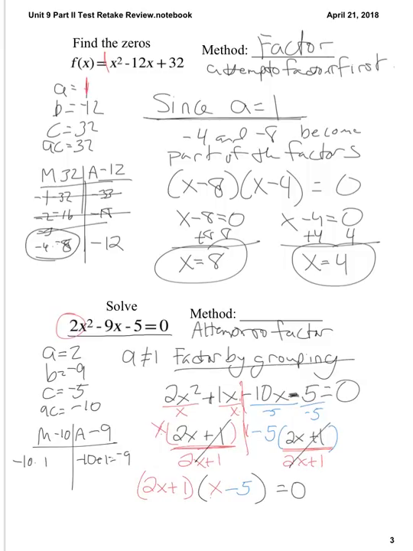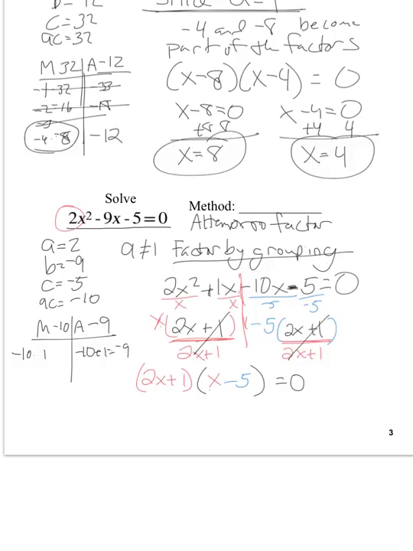You could go ahead and put that in a Punnett square, and you would get 2x squared minus 9x minus 5. Now that we've reached this point, we now need to go and solve for x. I'm going to take 2x plus 1 and set it equal to 0. I'm going to take x minus 5. Oops. Need to erase that, not cover over it.